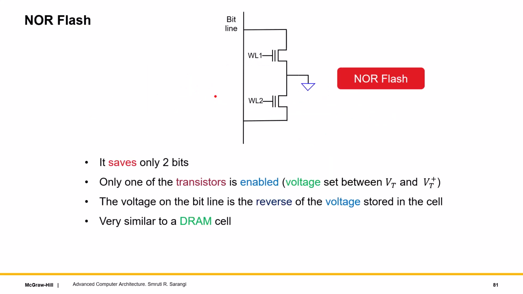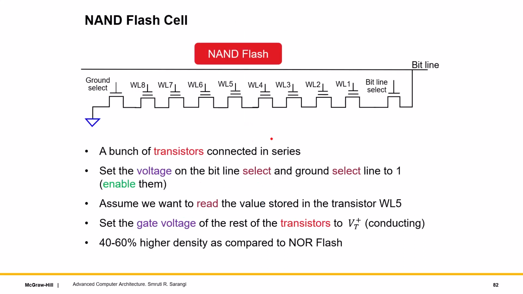So NOR flash, as I said, is very simple: you enable one of the transistors, and for the other one, you ensure that nothing flows through it. So you set this to 0, and then you see what's the case. If it's a logical 1, this will get discharged. So the bit line voltage will be the reverse of a logical 1. If logical 0, the bit line will maintain its voltage. So you just have to flip it. This is not very hard at all.